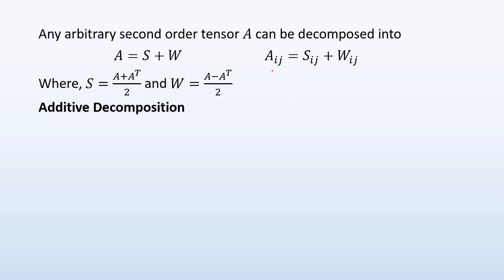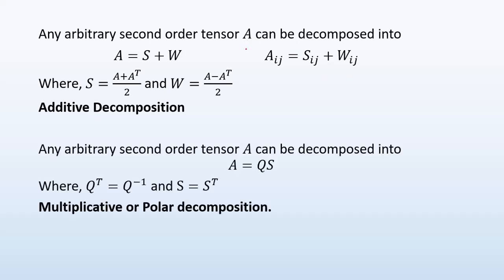So in index notation, it is written as Aij is equal to Sij plus Wij, where the symmetric part is half of A plus A transpose and the antisymmetric part is half of A minus A transpose. This kind of decomposition of a single tensor A is called an additive decomposition.